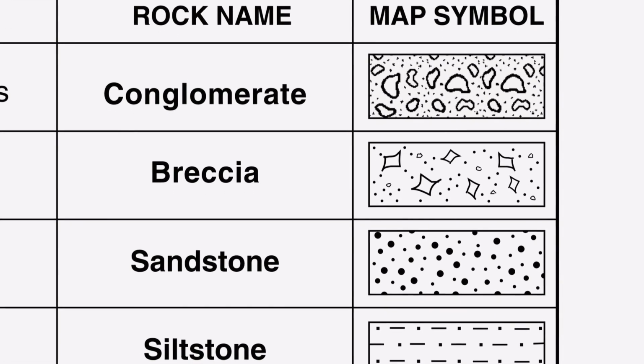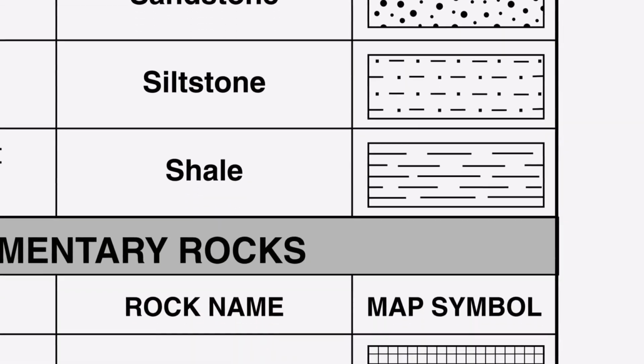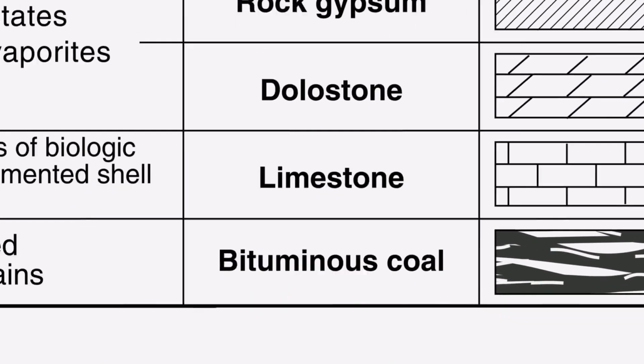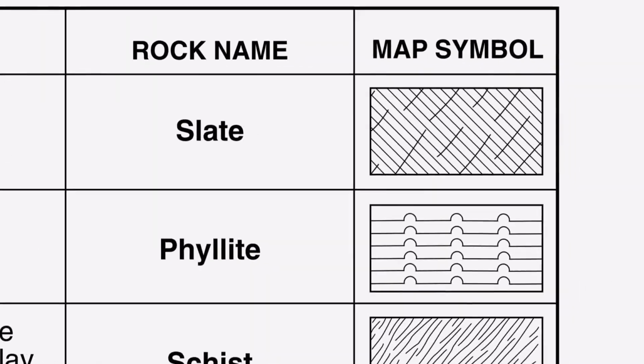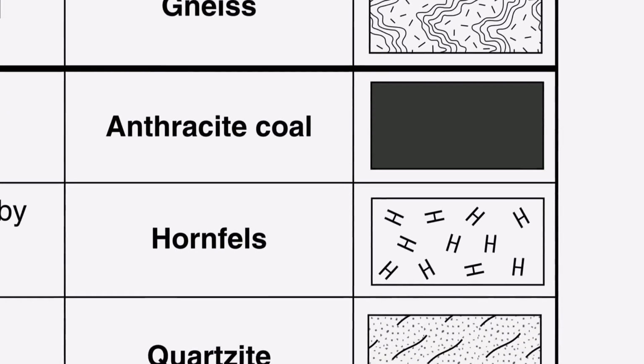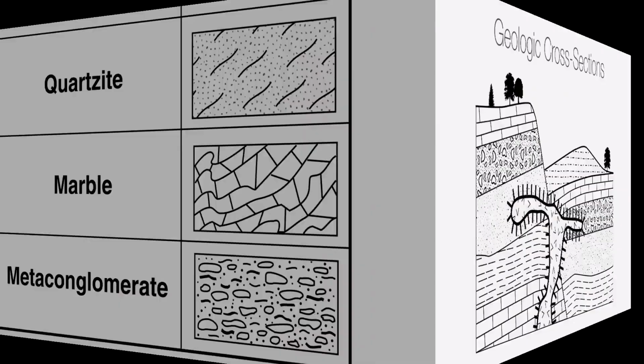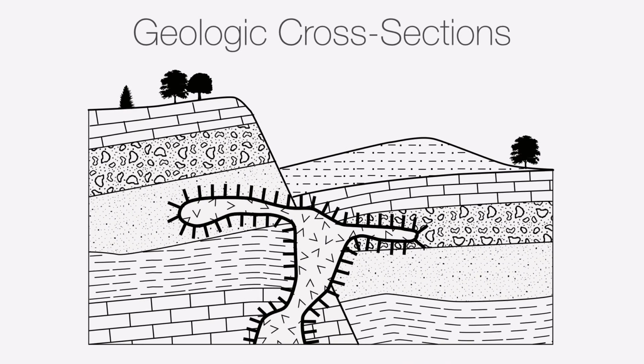Each of the sedimentary rocks has its own unique symbol that will be used in these geologic diagrams. Of course, the same is true for our metamorphic rocks. You'll notice slate, phyllite, gneiss, marble, etc. They all have their own unique symbols. And this is what we're looking at when we look at these cross-sections.